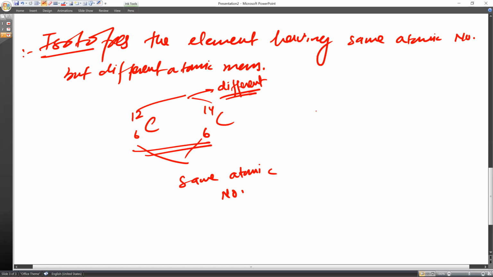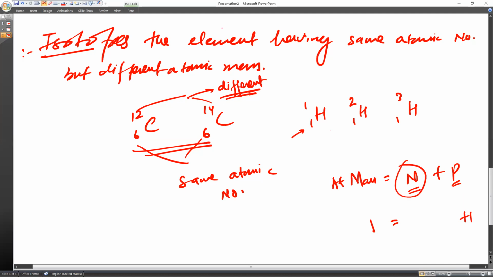You understood? Similarly, hydrogen has three isotopes: 1 and 1, 2 and 1, and 3 and 1. In this case, the atomic number is equal to the atomic mass. But you know that atomic mass is the sum of number of neutrons plus number of protons. Here mass is 1, and the proton is also 1. So what are we going to add here? Tell me.